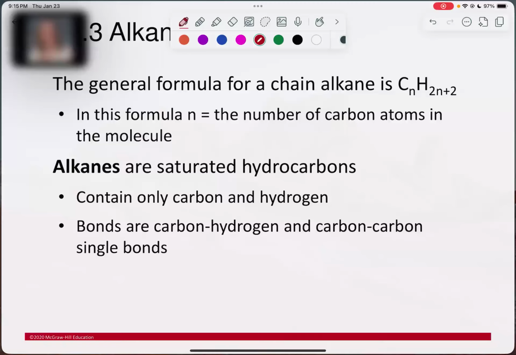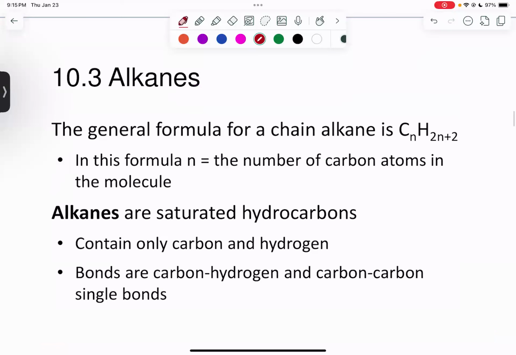Here we go. We're starting chapter 10, section 3. We're going to talk all about alkanes. And alkanes have only carbons and hydrogens. They're like the simplest form of a hydrocarbon.